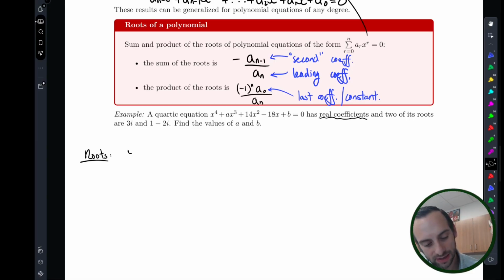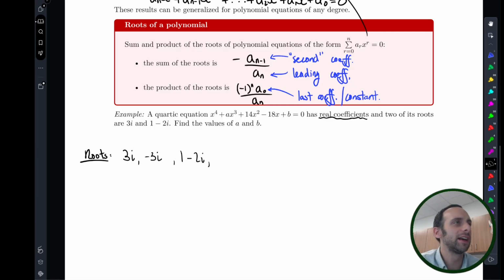Now, giving us these two roots and the fact that this has real coefficients, they're actually giving us all four roots. So we know the roots are 3i, negative 3i, the conjugate pair, and then 1 minus 2i and 1 plus 2i, again, the conjugate pair of 1 minus 2i is 1 plus 2i.